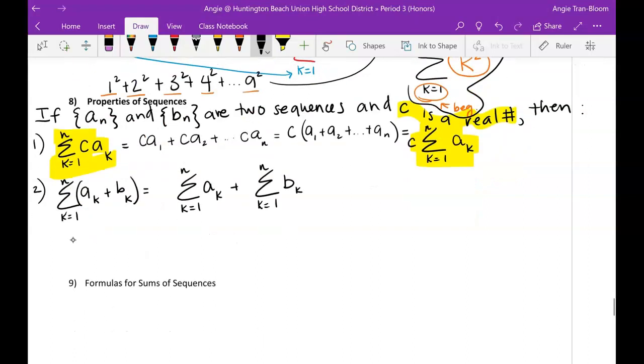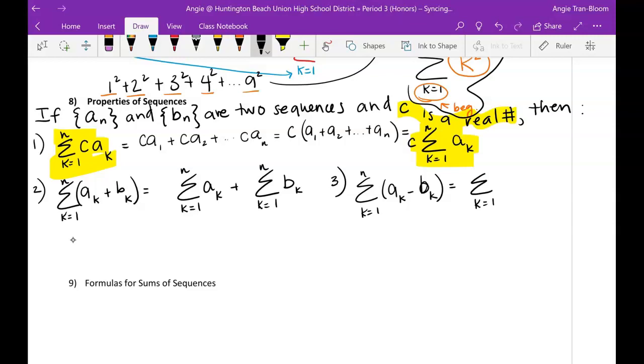Number 3, I'm just going to write it over here because I'm kind of out of space. If I have the summation k starting at 1 to the nth power, in quantity, of a subscript k minus b subscript k, it's very similar to your addition. I can break this up into the summation of k equals 1 to n of a subscript k, take away the summation of k equals 1 to n of b subscript k. So the addition of summations and the subtraction of summations, you can break up.